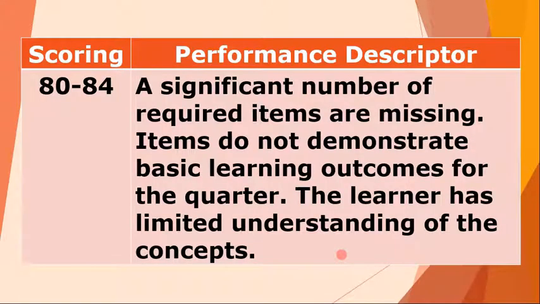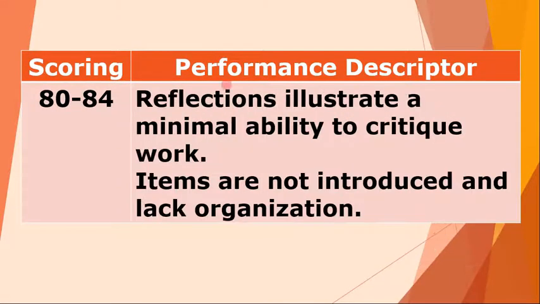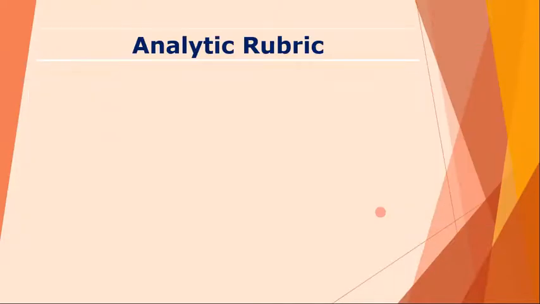For 80 to 84 score, we have here the performance descriptor. A significant number of required items are missing. Items do not demonstrate basic learning outcomes for the quarter. The learner has limited understanding of the concepts. Reflections illustrate a minimal ability to critique work. Items are not introduced and lack organization.